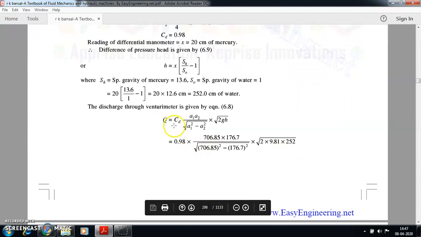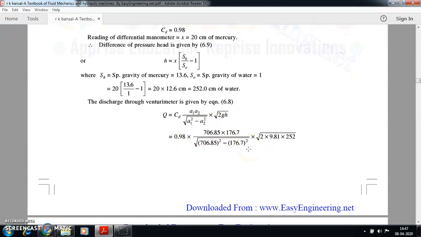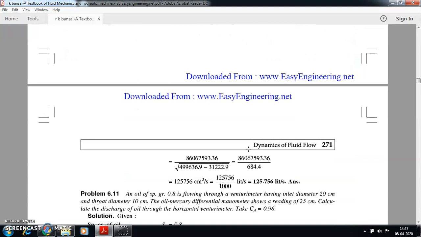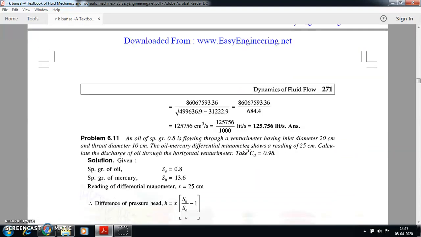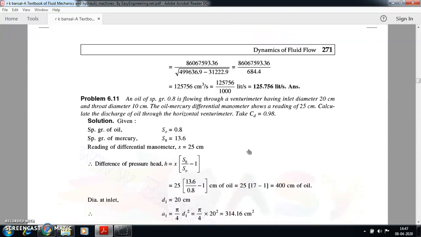So Q will be equal to Cd into A1 into A2 divided by root of A1 square minus A2 square into root of 2gh. Everything you know, do the substitution. If you are putting it in centimeter, the final one you will get in centimeter cube per second. If you are doing it in meter, you get meter cube per second. Convert it into liter per second properly and finish it off.